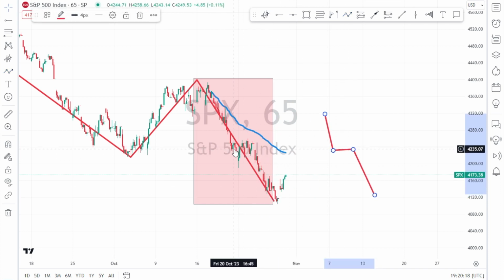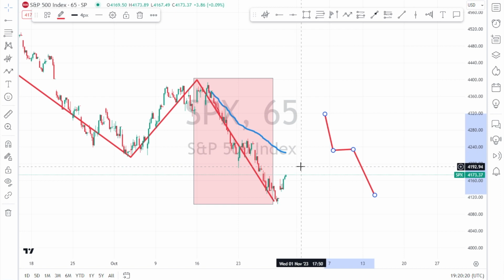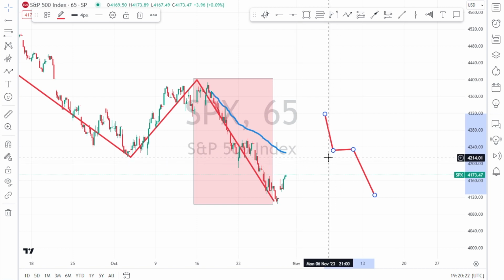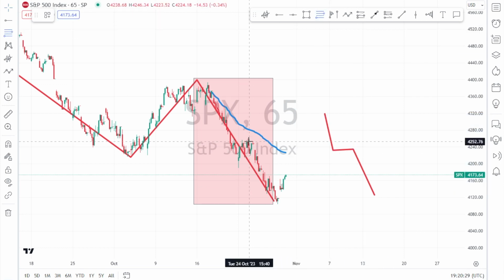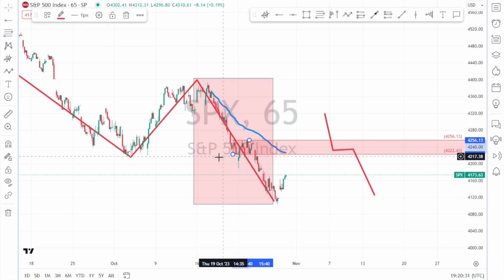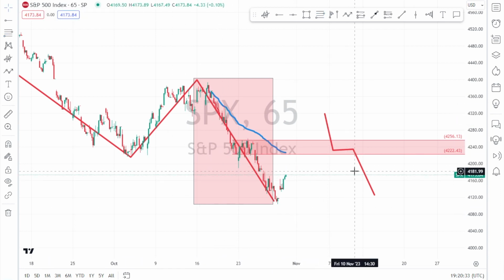You see how it goes sideways? It goes sideways right here. That's going to be what we call a zone. In this case, that's a supply zone. So motion, halt, motion. I'm going to mark this area off right here. And that's going to be a supply zone that I'm going to use.